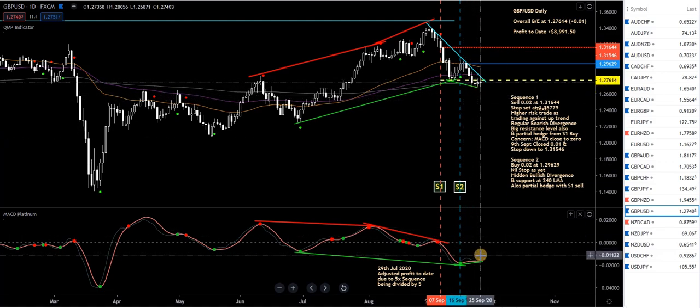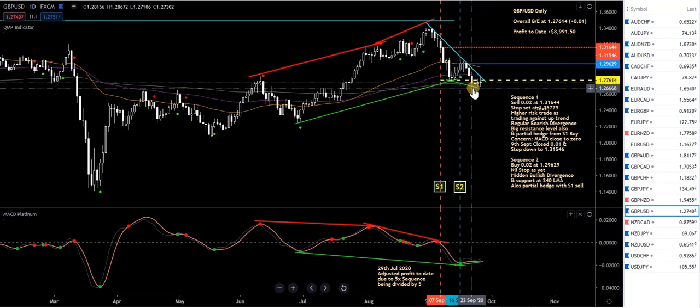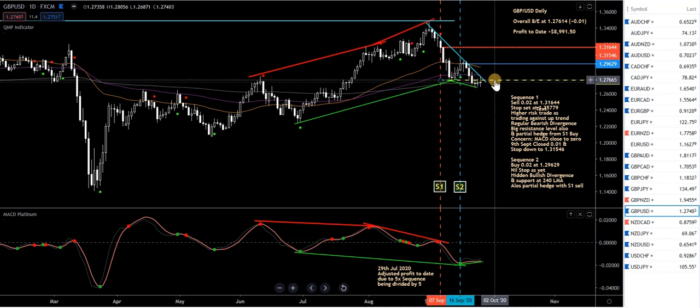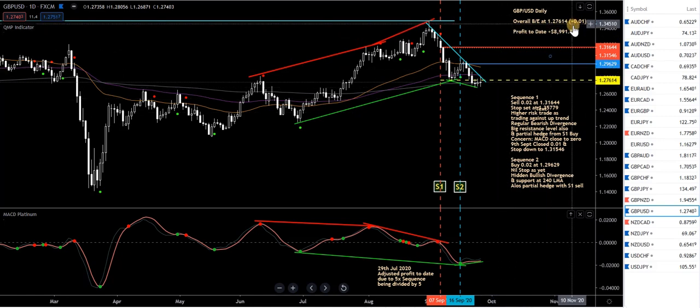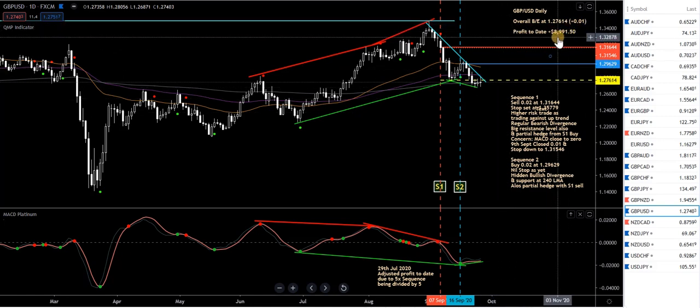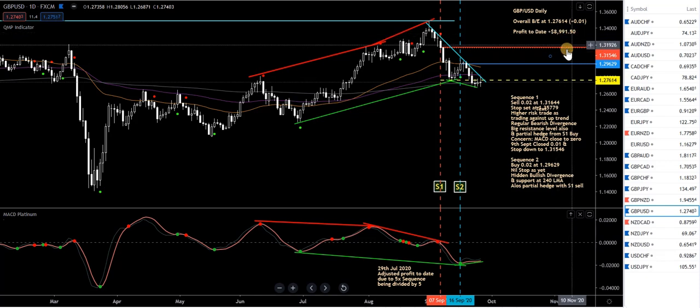As you can see, the MACD is still heading up slowly. We've got new regular bullish divergence. Overall break-even for both trades is this yellow line, so we're just below it. We need to be on the upside of it because it's positive 0.01. You can see the profit on the pound. I've made a fair, decent profit on that.